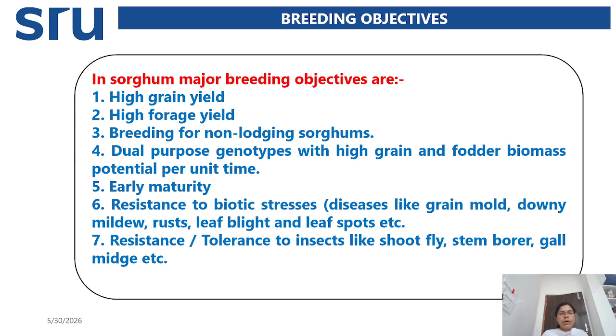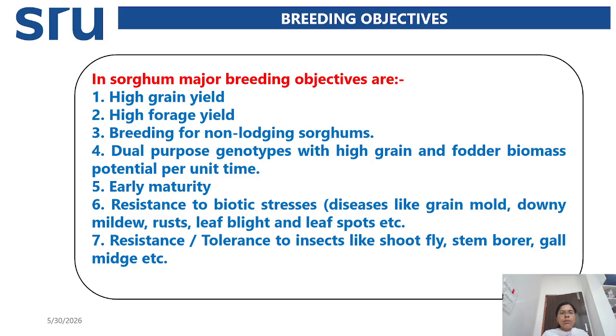And next is dual purpose. We have to develop dual purpose genotypes which have both grain yield and fodder yield, with biomass potential per unit area and early maturity. For fodder purpose, generally the requirement is more, so we have to develop varieties which are early maturing.